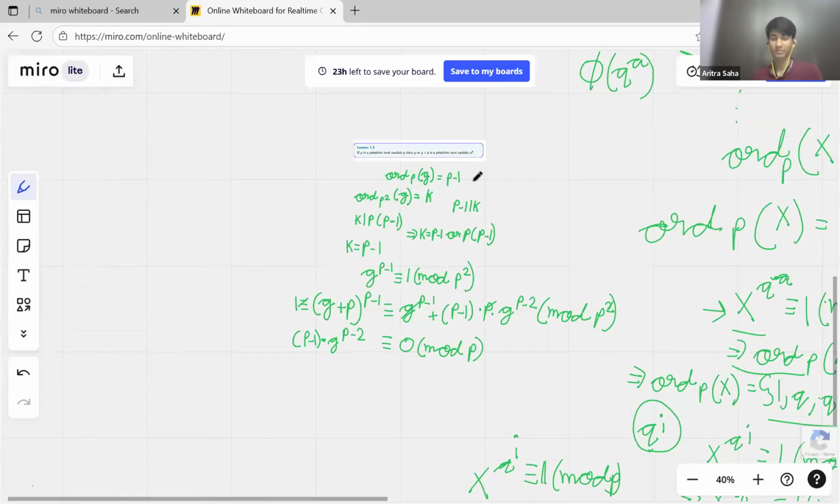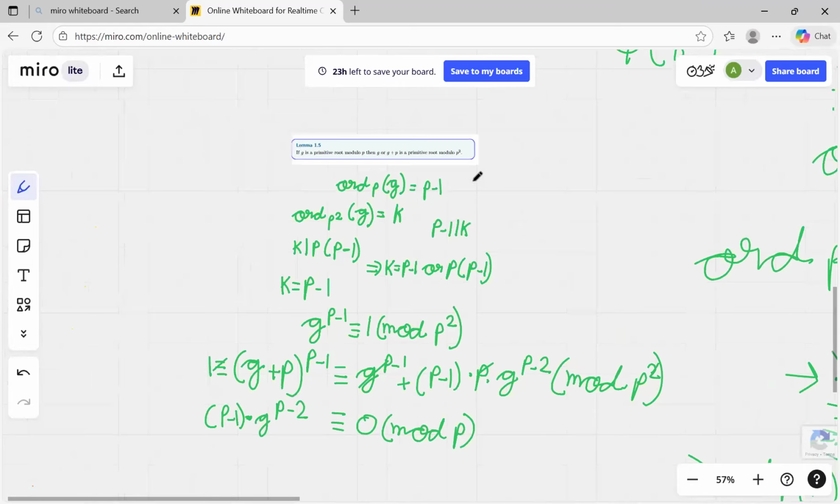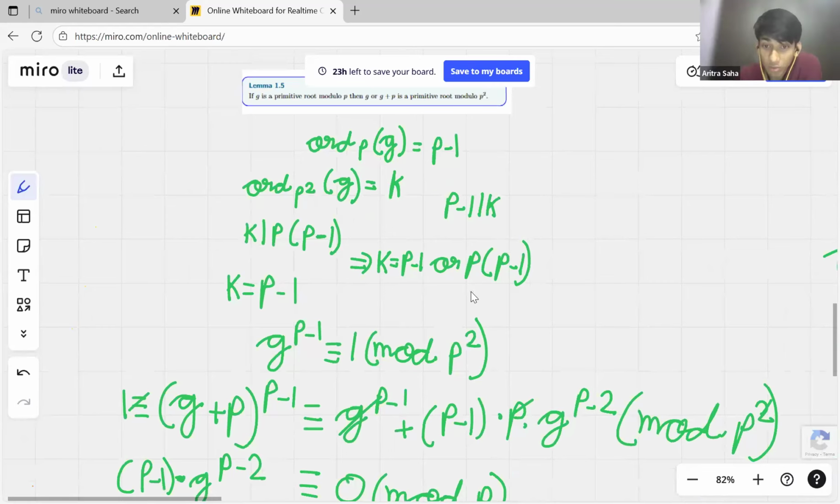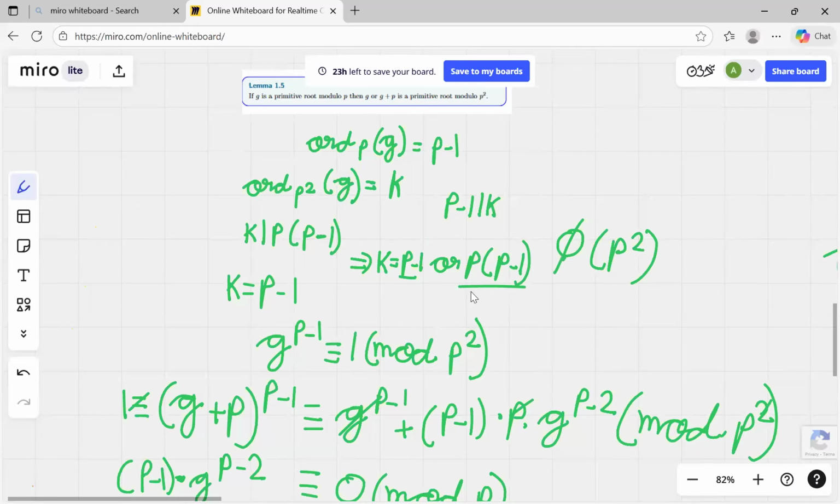Did everybody understand the proof? Yes. Nice. How did we reject k equals p into p minus 1? We didn't reject that. We wanted to prove it, we assumed k less than p into p minus 1 and we proved a contradiction. If it is p into p minus 1, that is just phi of p square, so k is just primitive. That means g is a primitive root modulo p square. That is what we want to prove, that's why we assumed the contradiction. Oh, okay. Yeah, got it.